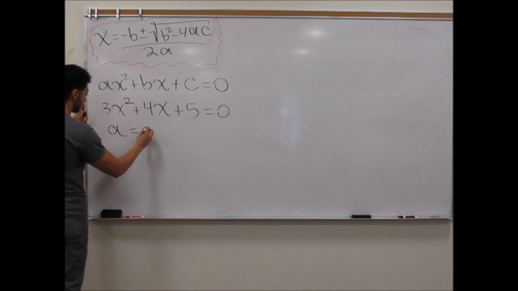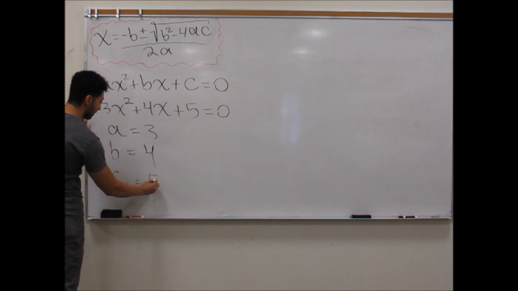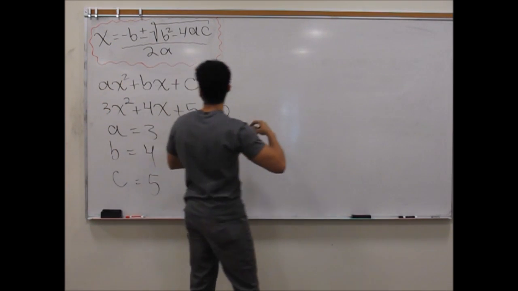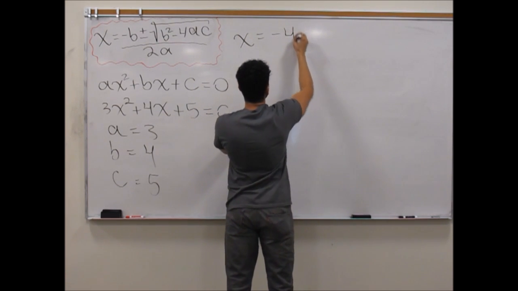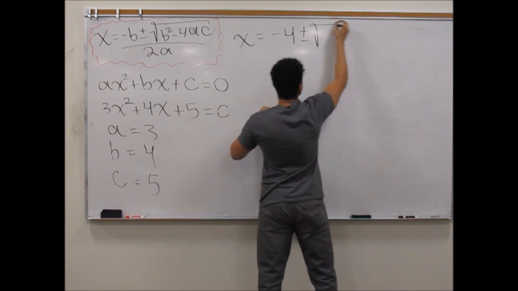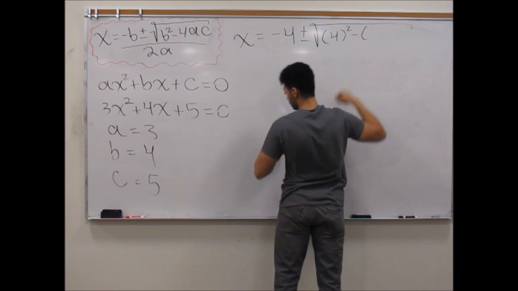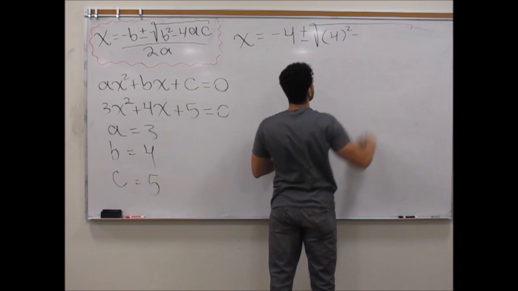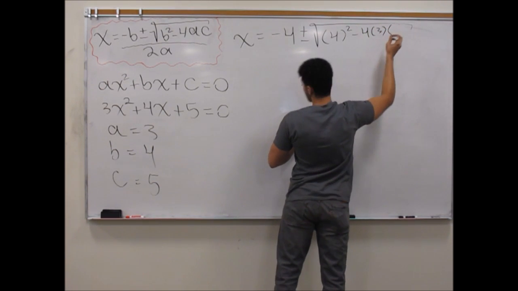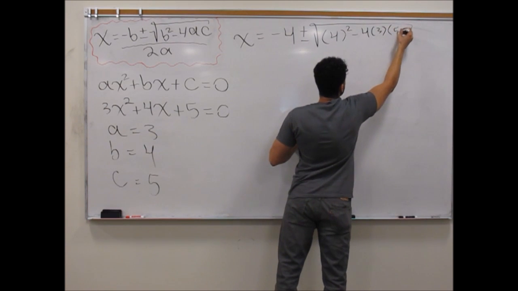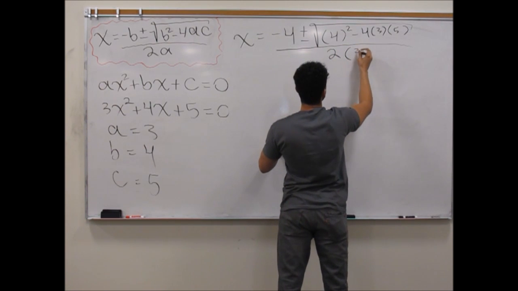So we got a is equal to 3, b is equal to 4, and c is equal to 5. Plug that into this crazy thing. X is equal to negative b, which was 4, plus or minus the square root of 4 squared minus 4a, or c was what? 5? And this is all over 2 times a, which was 3.